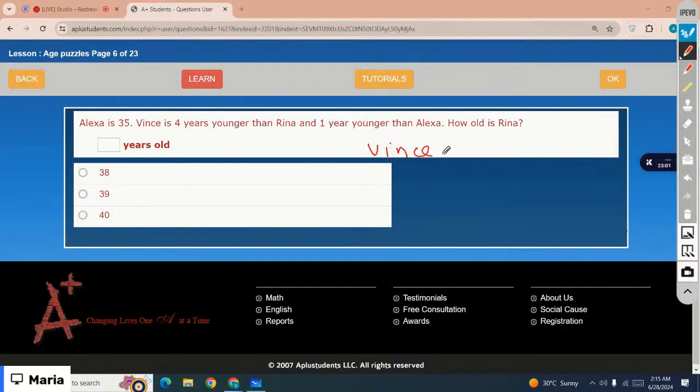So that means Vinci is 1 year older than Alexa. 35 plus 1 is 36. Vinci is 4 years younger than Rina. That means Rina is 4 years older than Vinci, right? So 36 plus 4 is 40. The correct option is 40.